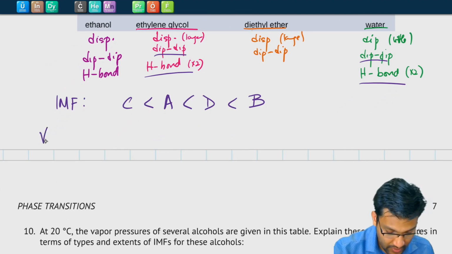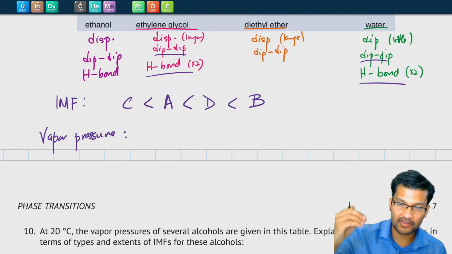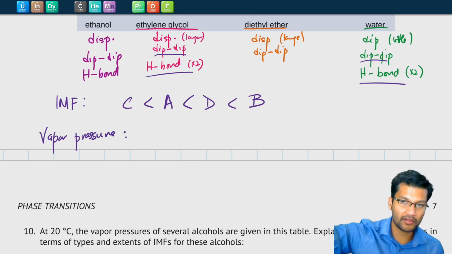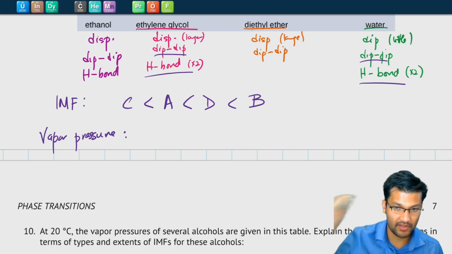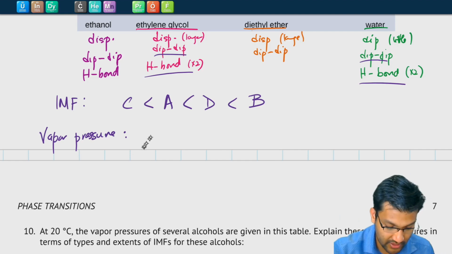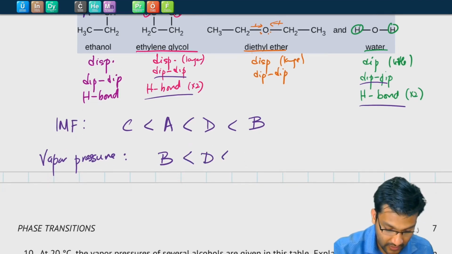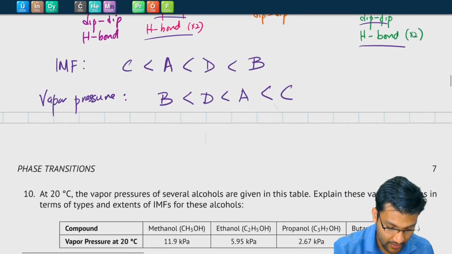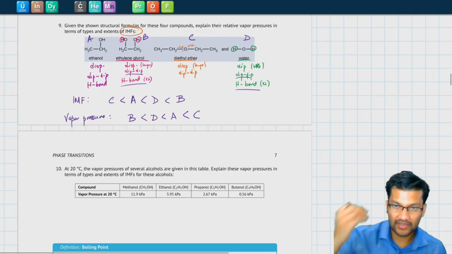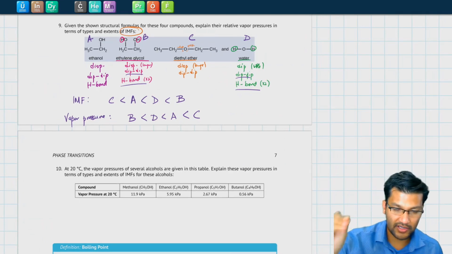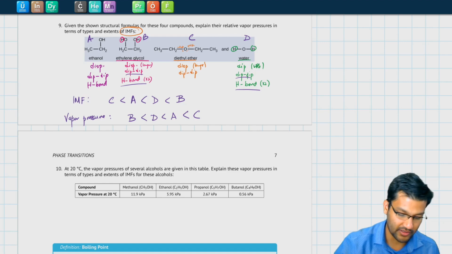So if we're talking about vapor pressure, right, the one with the strongest intermolecular forces will have fewer molecules that have enough energy to escape if they're all at the same temperature. And so that one will have the lowest vapor pressure. So for the vapor pressure, it'll be the opposite of the intermolecular forces. The lowest vapor pressure will come from B, which is ethylene glycol, followed by D, followed by A, followed by C. Did I get that right? Yep. Okay. So that's just one way to think about vapor pressure and intermolecular forces. The stronger the intermolecular forces, the weaker the vapor pressure.